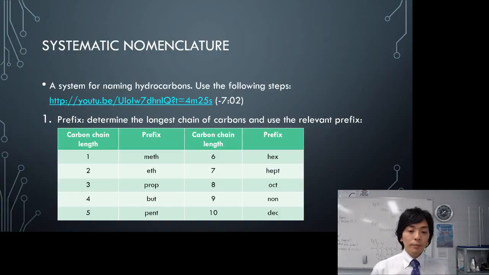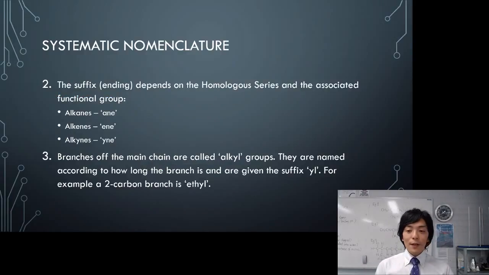And secondly, the suffix, that's the ending, depends on which homologous series the hydrocarbon is in. So if it's an alkane, you have to use ane after the prefix for the number of carbons. If it's an alkene, you have to use ene. Alkynes would be yne. So if you have 4 carbons in the chain and it had a triple bond, that would be but and yne after that.